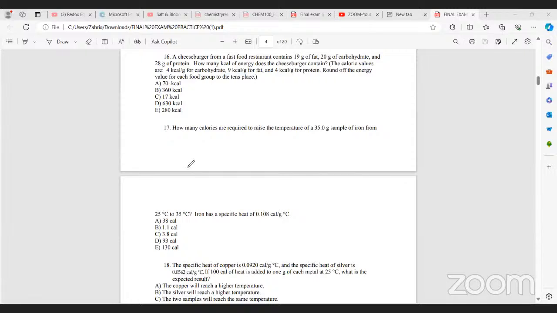And for number 17. Number 17, I know it's kind of split, like a split screen there. It says, how many calories are required to raise the temperature of a 35.0 gram sample of iron from 25 degrees to 35 degrees Celsius? Oh, thank you, Nemo. Iron has a specific heat of 0.108 calories per gram degrees Celsius.